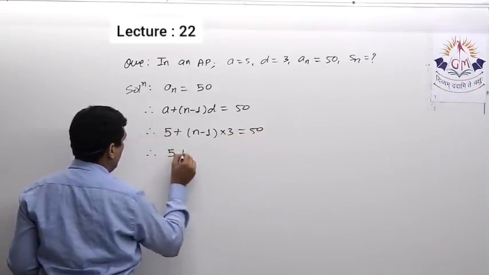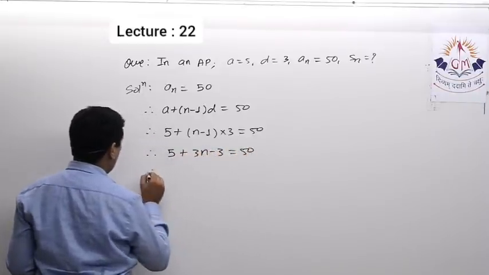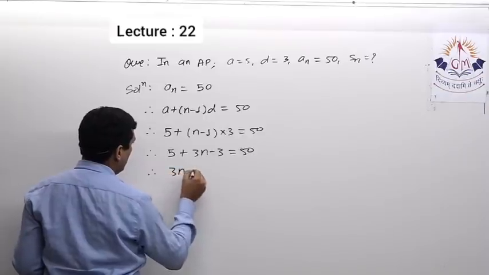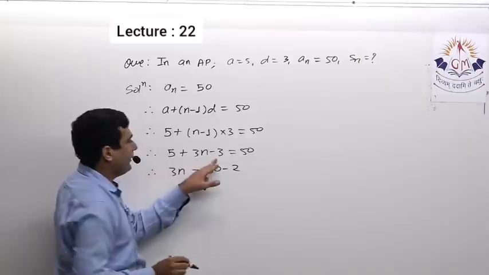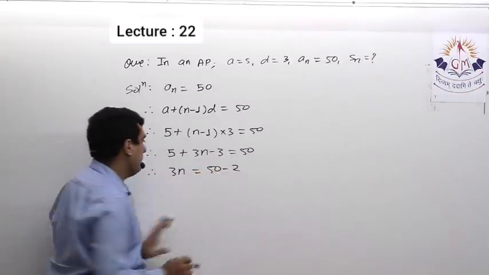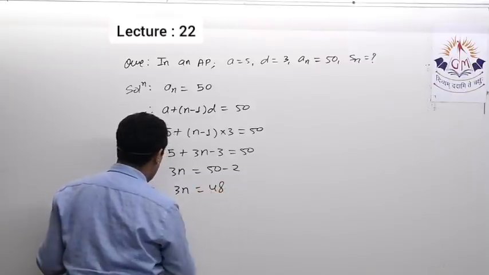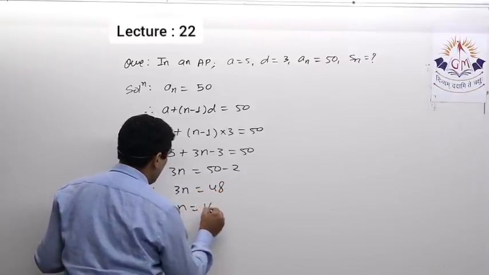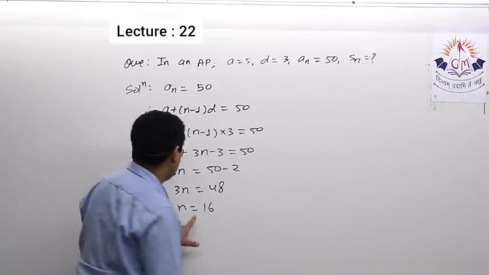So 5 plus 3n minus 3 is equal to 50. So 3n is equal to 50 minus 2. Okay, 5 minus 3 is 2 and then that 2 I took on the side. So 3n is equal to 48, n is equal to 16. So it means this AP contains 16 terms.